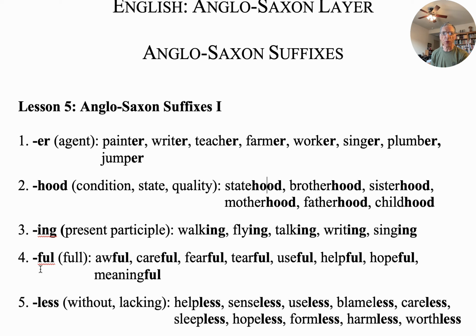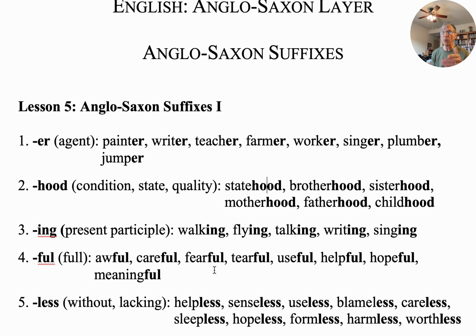Then we have full, and this is pretty obvious. It means full, but when we put it at the end of the word, remember we drop the L. So in a 2-syllable word, when you put full at the end, you don't want 2 L's, you just want 1 L. So that'll be important for your spelling. So here we have awful, which is full of awe. Awe is kind of like respect. And then careful, so you're full of care. You want to be careful to spell right, to do everything right that you can.